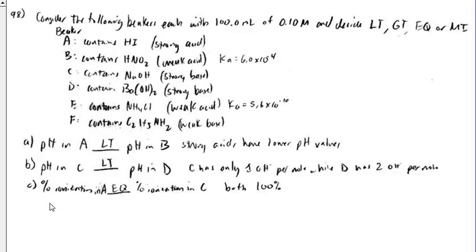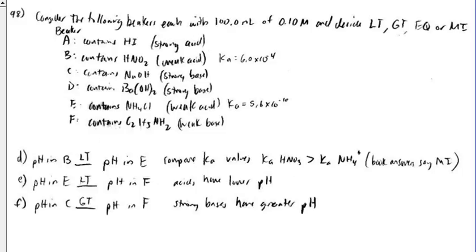For part C, you're asked to consider the percent ionization in beaker A versus beaker C. Now, beaker A and beaker C have an acid and base, so that might get confusing, but they're going to fully dissociate because they're both strong, so it should both be 100%. They will be equal to each other in terms of their percent ionization.